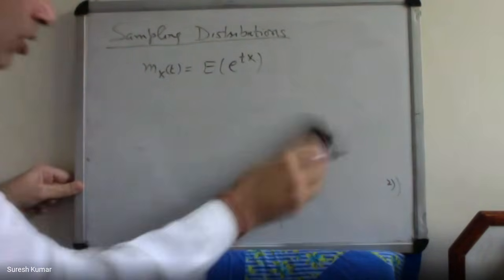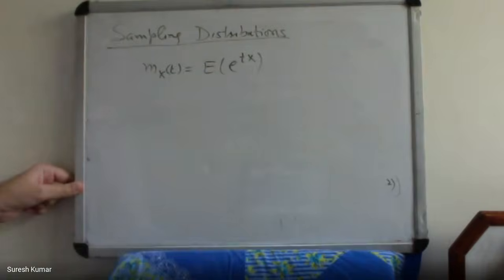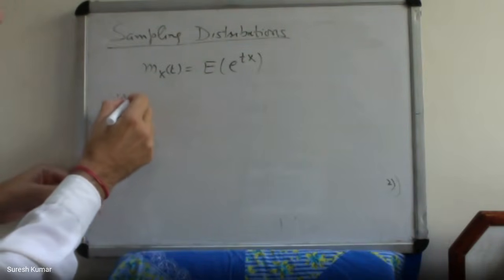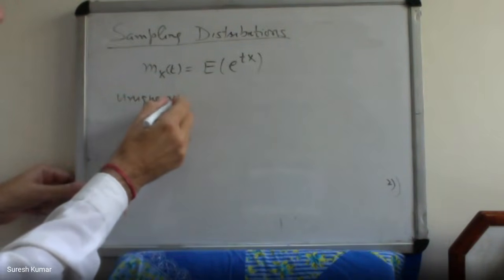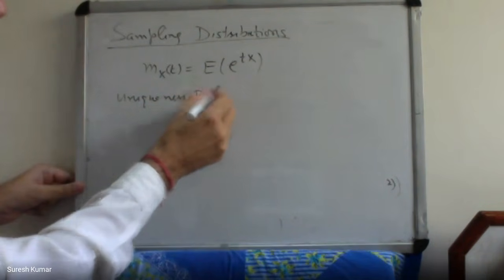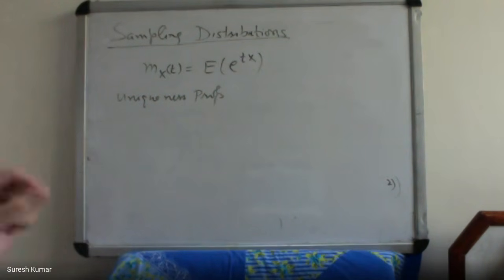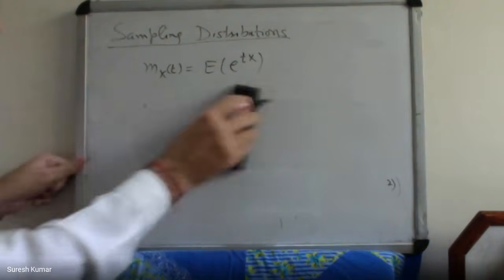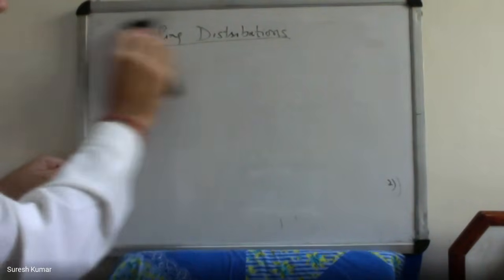Now, there is a uniqueness property of moment generating functions that you should know. Uniqueness property. What is it? If two random variables have the same moment generating function, then they have the same distribution. If MGFs of two random variables are the same, their probability distributions are also the same. Okay. Let's see an example to understand this and use these results.